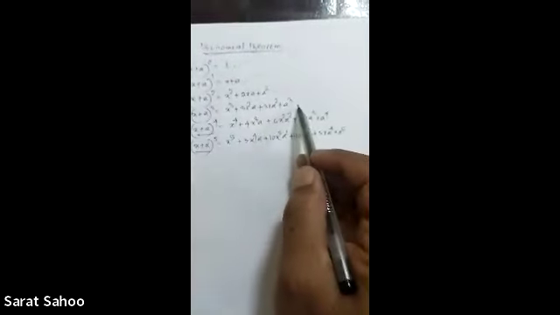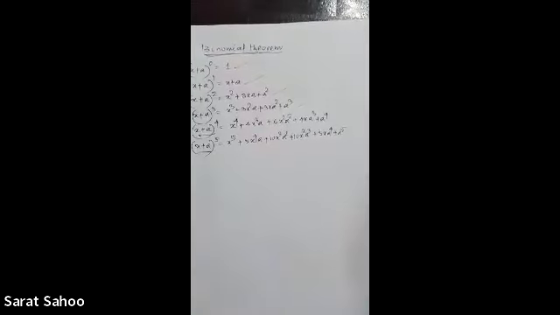So, first pattern: if the exponent or power of the binomial is 0, then the number of terms is 1. If the exponent is 1, then the number of terms is 2. If the exponent is 2, the number of terms is 3. If the exponent is 3, number of terms is 4. So from this, it is clear that if the exponent or power of the binomial is n, then the number of terms in the expansion is n plus 1.